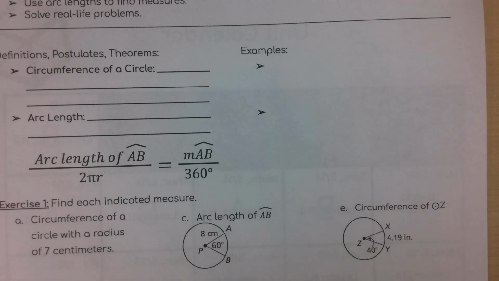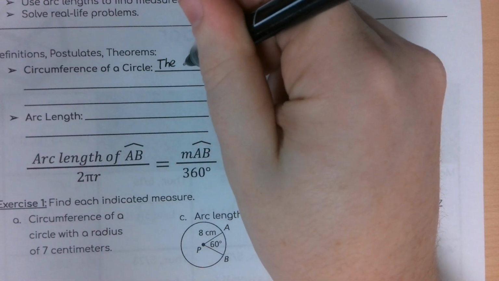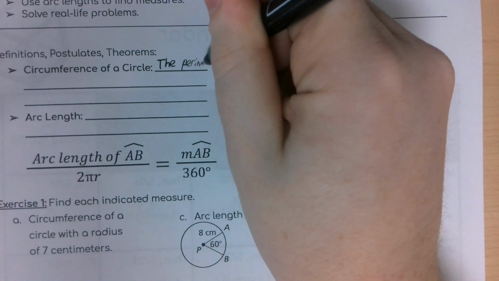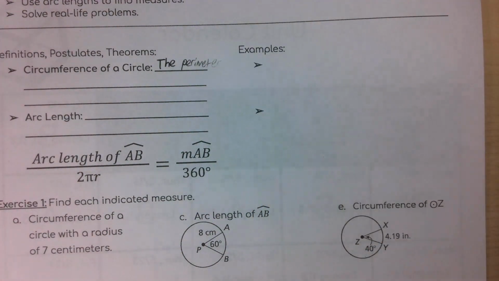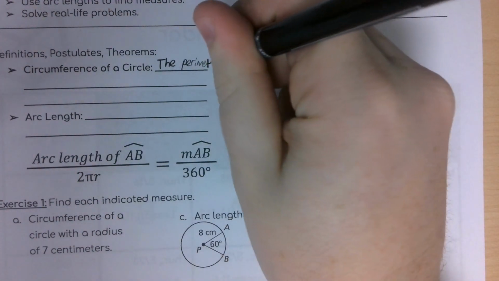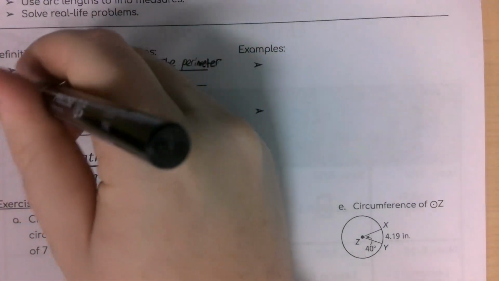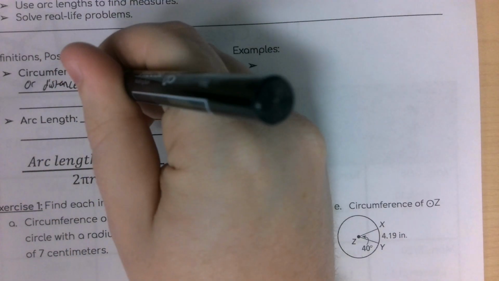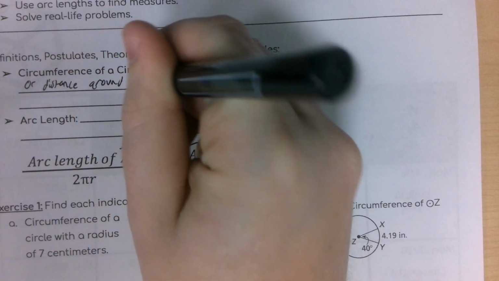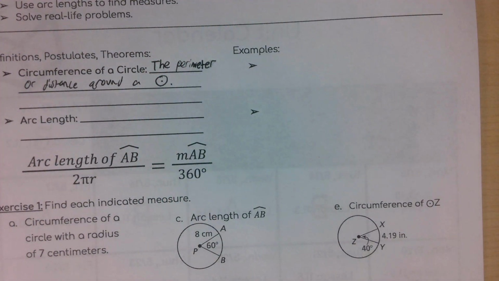Some of you may have heard of circumference before. The circumference of a circle is just the perimeter of a circle. But it can also be thought of as the distance around a circle. Both of those are appropriate ways of describing the circumference.